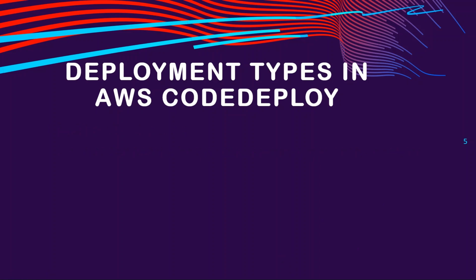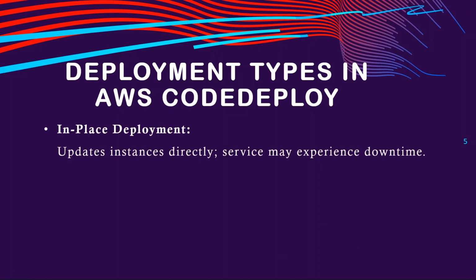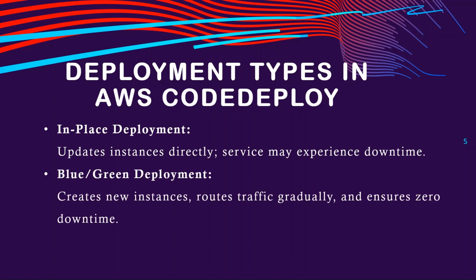Here is an interesting bit about deployment types. In-place deployment updates your existing instances, but this might cause some downtime. If you want zero downtime, blue-green deployment is the way to go. It creates new instances, gradually shifts traffic to them, and ensures everything works perfectly.